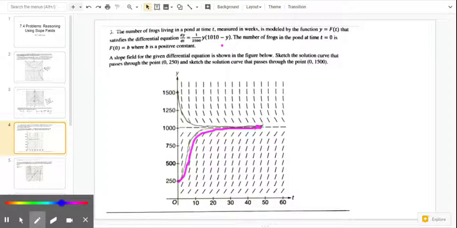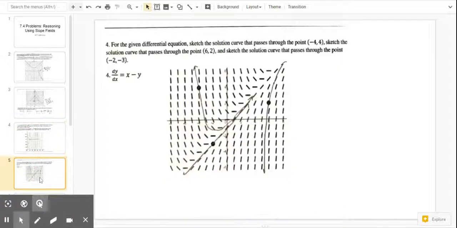If we start at 1500, it's kind of the opposite. We go down this way. I'm not doing a great job with my blue line here, but you see the point. And that's it for that one.